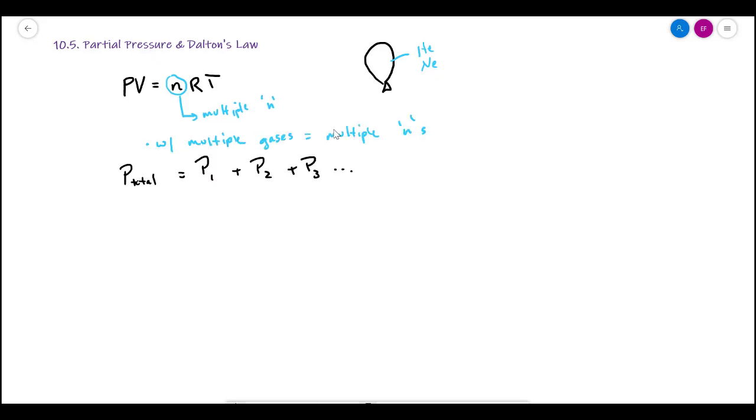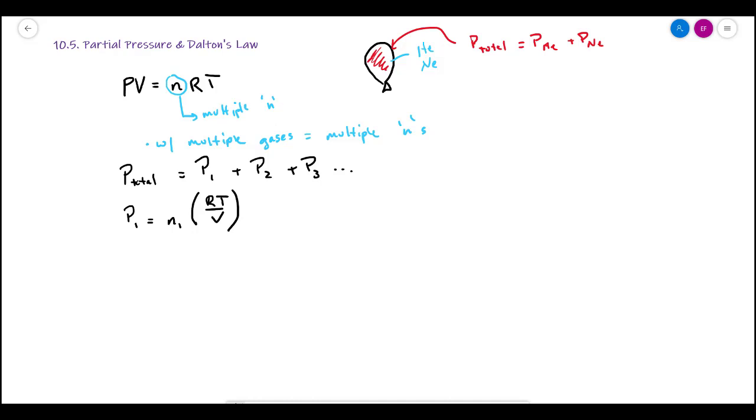So with the multiple gases, of course, we're going to have different amounts of each, or different n's. And we can think about that in our balloon example, that the total pressure inside of this balloon is going to be a sum of all of the individual pressures of the different gases. In that case, that's going to be equal to the pressure of the helium plus the pressure of the neon, right? So we just need to essentially write up an ideal gas law for each one of those gases, solving for P. So what would that look like?